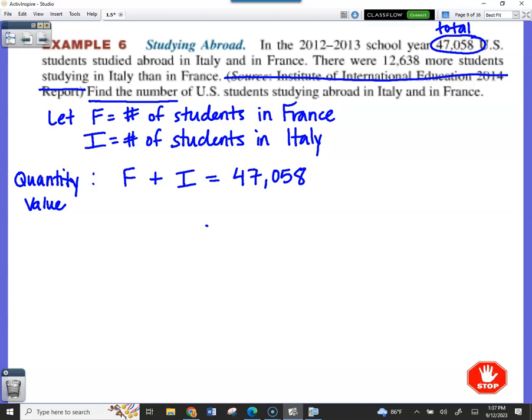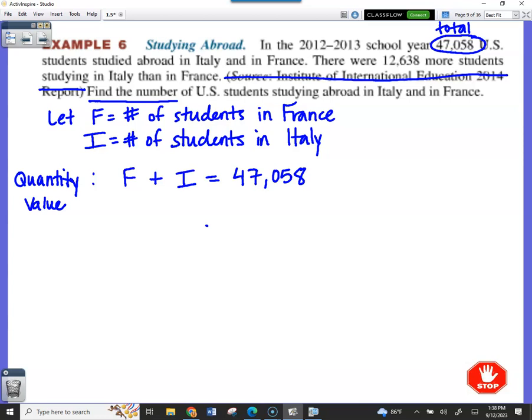The next equation comes from that second sentence. There were 12,638 more kids in Italy than in France. So read it once. Now read it again slower and ask yourself, who had more? There were 12,000 more kids in Italy than France. Who had more? Italy. Italy had more.